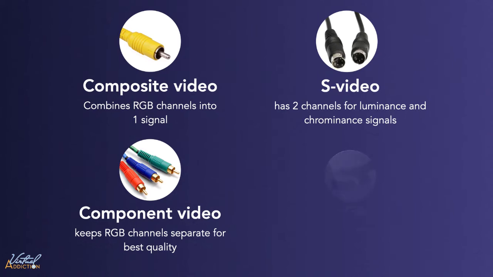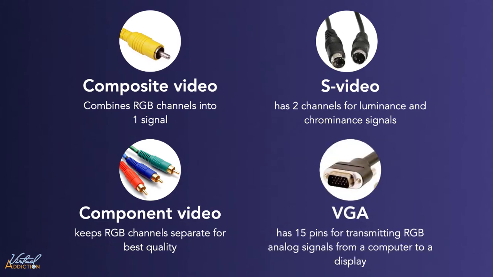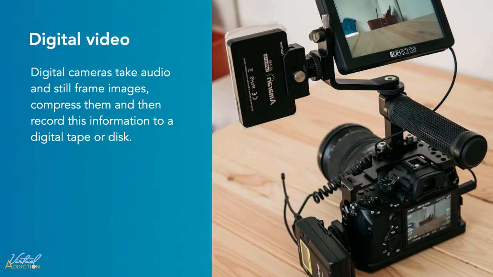We also have VGA, which has 15 pins for transmitting RGB analog signals from a computer to a display. This is not digital, even though it's transmitting something from a computer to a projector or something along those lines. Digital cameras allow us to take audio and still frame images. It compresses them together and records this information to a digital tape or disc. This is stored in standard data units of measure, like kilobytes, megabytes, gigabytes, terabytes, and so on.